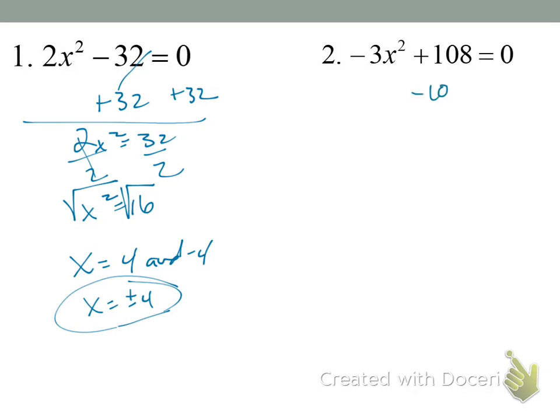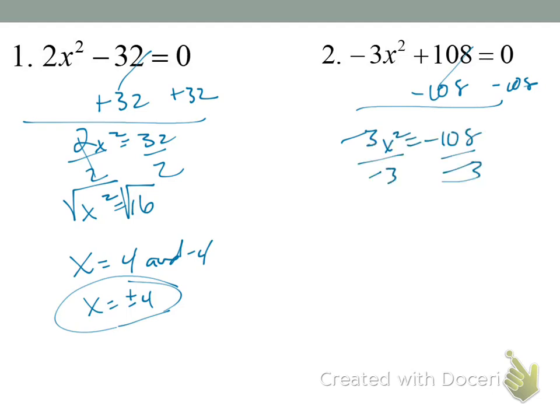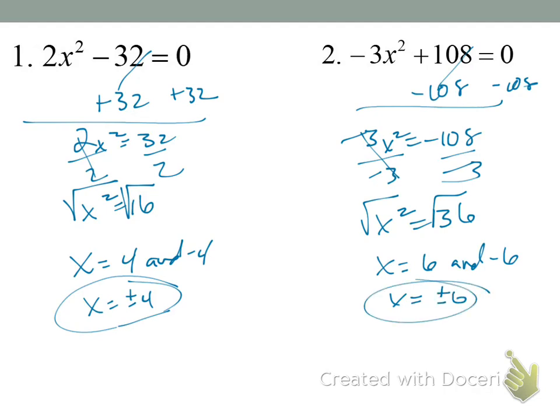Okay, so what did you do? Did you subtract 108 from both sides? Then did you divide by negative 3? And then from there you've got to square root both sides. And so x ends up being 6 and negative 6. Or you can write it as plus or minus 6. Okay? Again, just got to keep in mind that the plus or minus 6 means you've got two solutions, a positive and a negative 6.